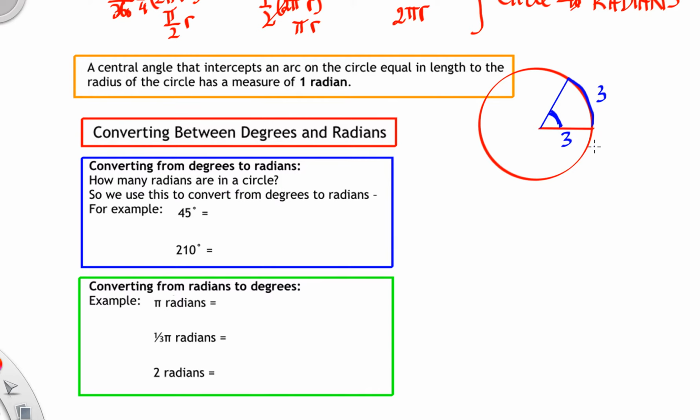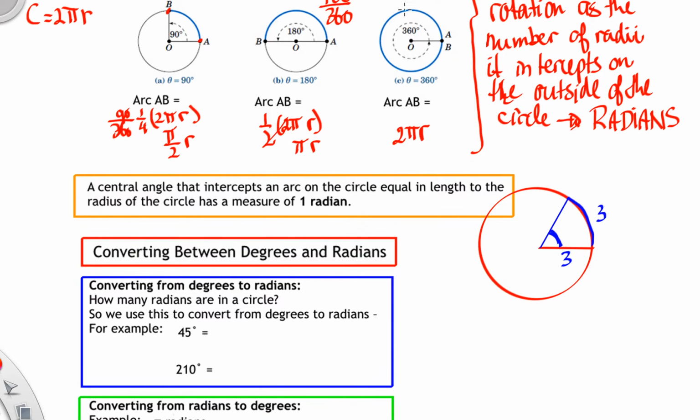Okay? So how do you convert? So how many radians are in a circle? Well, we just sort of did that, right? We said that if you go a full rotation, the distance would be 2 pi times r, which is the radius. So in a full circle, there are 2 pi radii. So how many radians are in a circle? Well, in 360 degrees, you have 2 pi radians. So 2 pi radians is exactly 360 degrees.